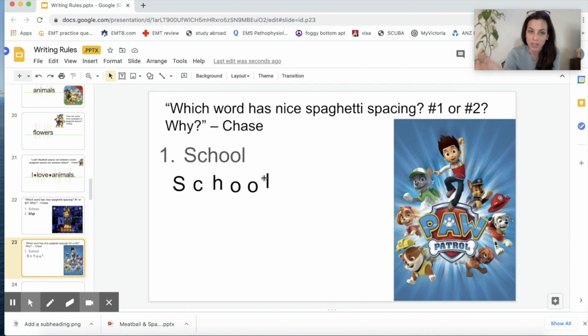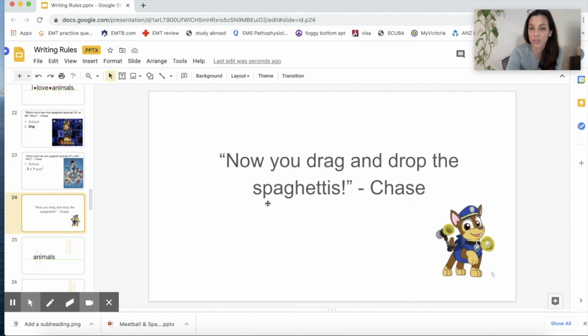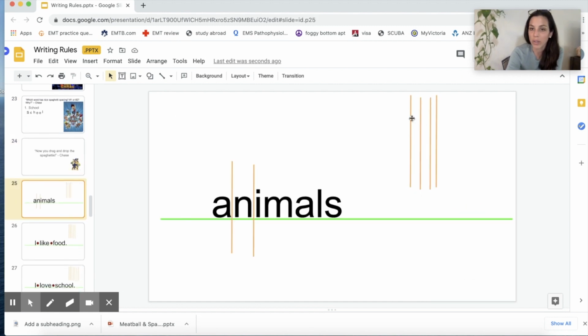And again, you'd pose the same question, and the answer is number 1 because we don't want our letters to be too spaced out either. Now it's our students' turn to drag and drop the spaghettis. So again, they would click on a spaghetti and they would put it in between each letter in the word.